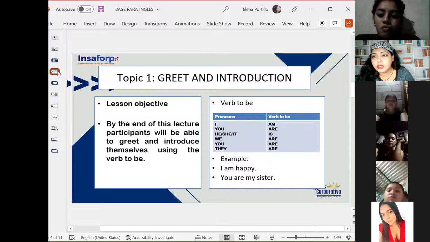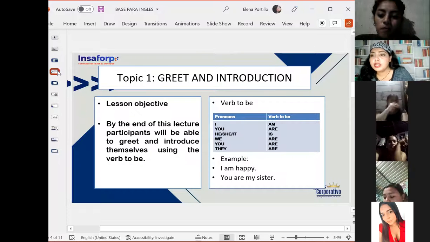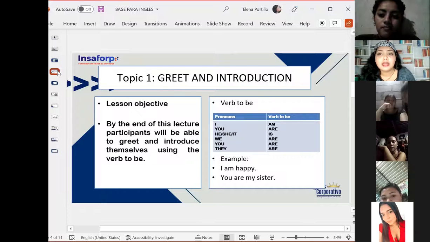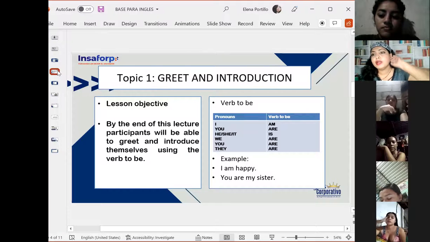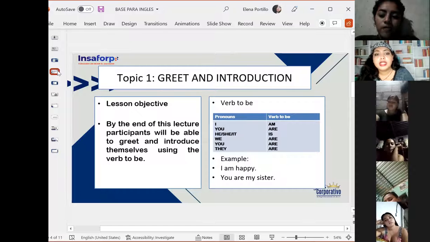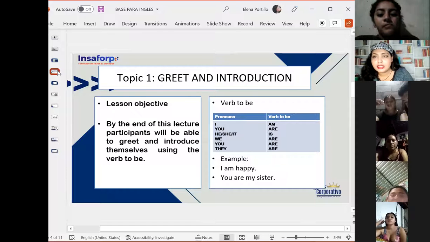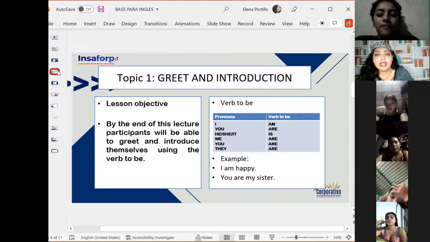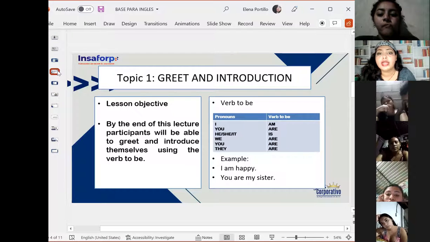Then we have the verb to be. In this case, we are using it in the present simple. We are going to use this present form of the verb to be. And for I, que en español, el I me representa a mí mismo. Yo, I am, yo soy, yo estoy. You are, tú estás, tú eres. He, she, it, is. Él está, él es. Ella está, ella es. Eso está, eso es.